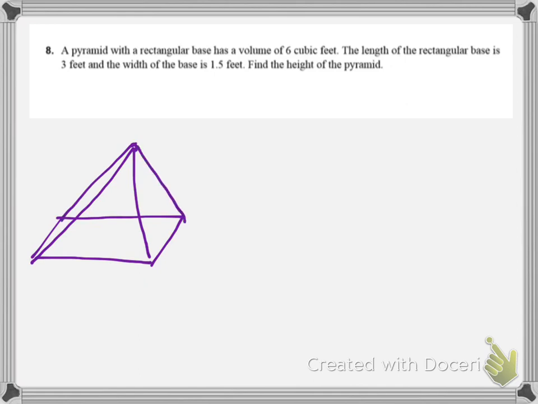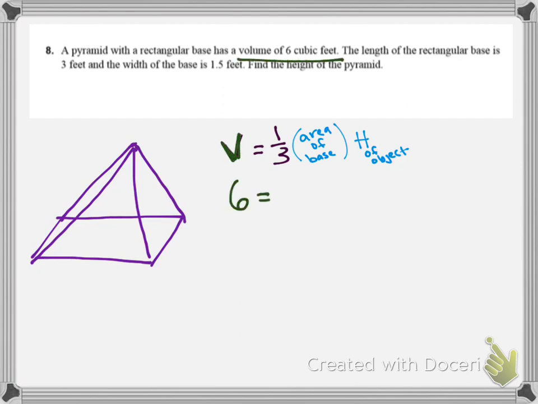Beautiful. There we go. It has a volume of 6 cubic feet. So we're talking about volume, obviously. We already know the volume is 6 cubic feet. The length of the rectangular base is 3 feet, and the width is 1.5 feet. Find the height of the pyramid. So we don't know the height.